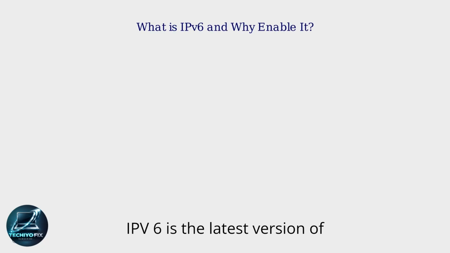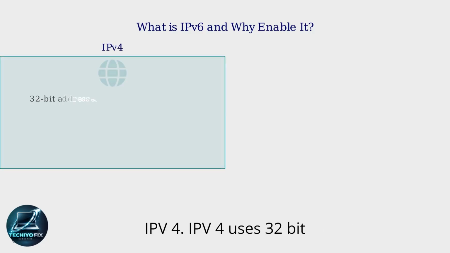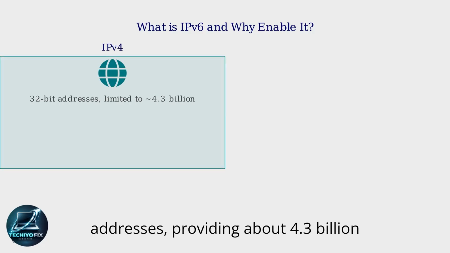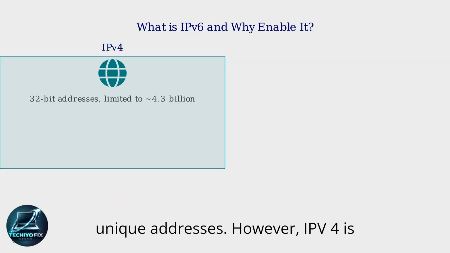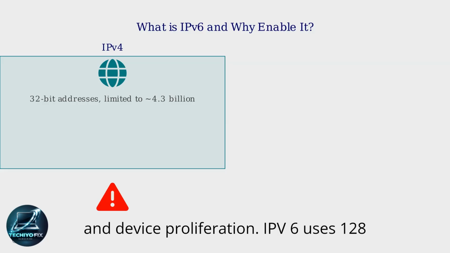IPv6 is the latest version of the Internet Protocol designed to replace IPv4. IPv4 uses 32-bit addresses, providing about 4.3 billion unique addresses. However, IPv4 is running out of addresses due to inefficient allocation, internet growth, and device proliferation.